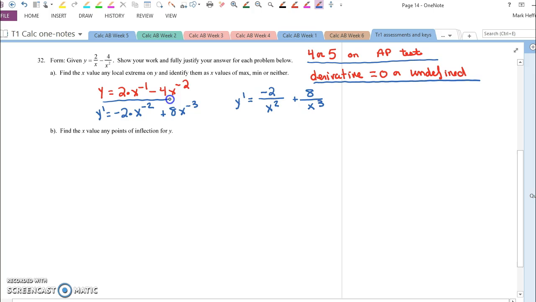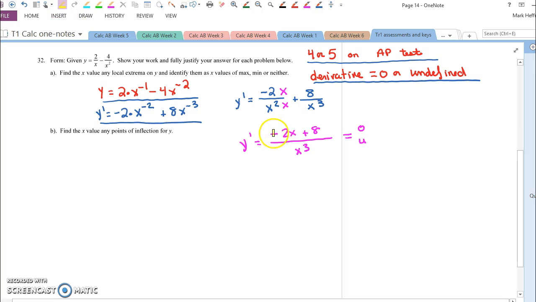I started with writing things out as negative powers, took the derivative using the power rule, and then put them back into the form that the problem was originally given, because figuring out where the derivative is 0 or undefined is probably easier if there's a common denominator. So if I make a common denominator by multiplying the first term by x over x, I really get negative 2x plus 8 all over x cubed. That's my derivative, and I want this to equal 0 or undefined.